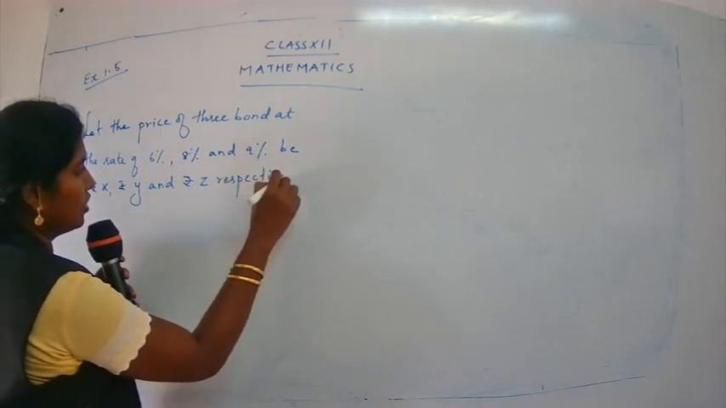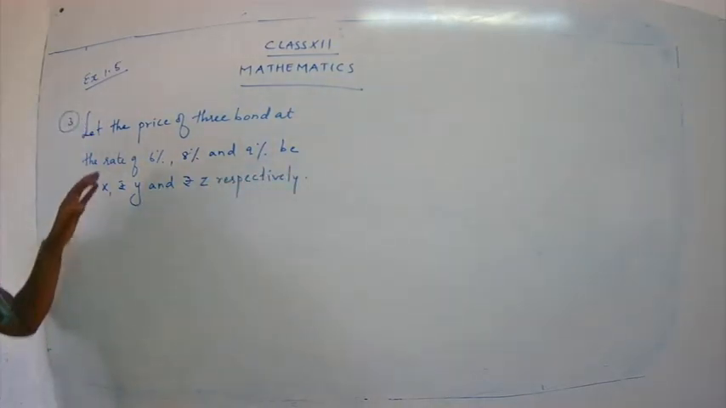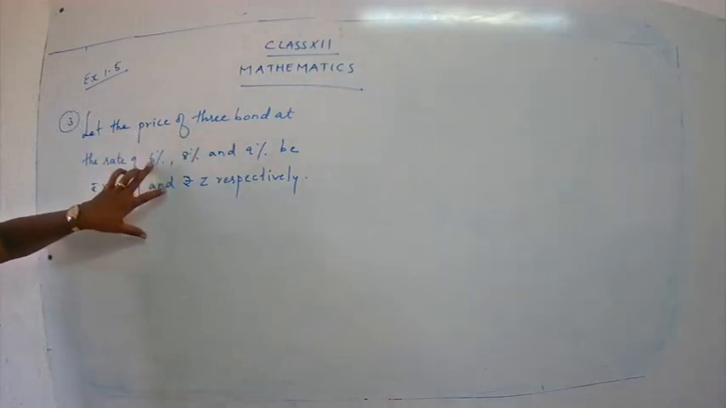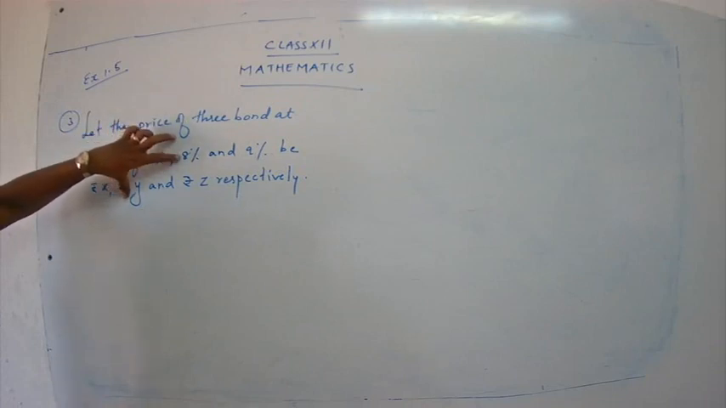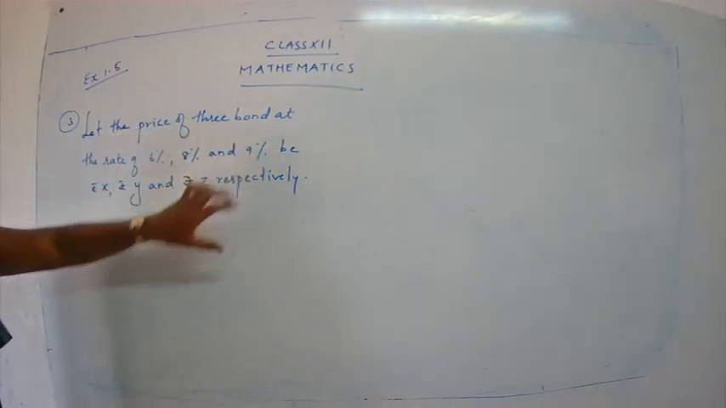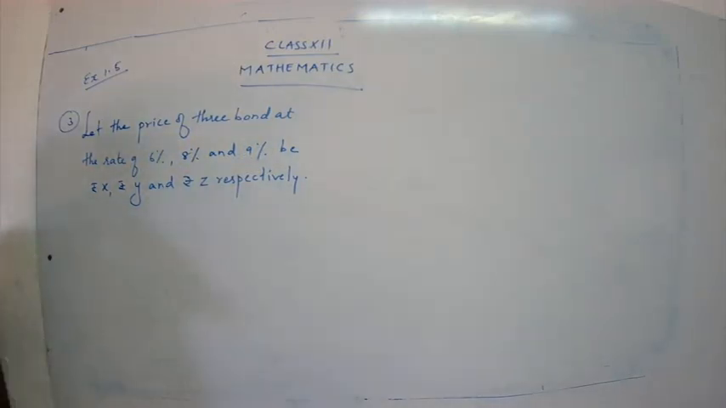So three unknowns we have brought here. For the price of 3 bonds, for 6% you have the value as X, the price for the 8% bond is Y, and the price for the 9% bond is rupees Z. So let the price of 3 bonds at the rate of 6%, 8% and 9% be rupees X, rupees Y and rupees Z respectively. So we have taken down the part that is what we are going to find.